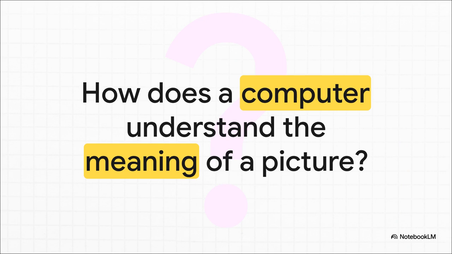Okay, so picture this. A beautiful photo of a sunset over the mountains. You and I, we see it and we instantly get the mood, right? The warmth, the feeling of scale. But a computer, it just sees a bunch of data, ones and zeros. So how on earth do we bridge that gap? How do we get a machine to understand not just the pixels, but the vibe behind them?